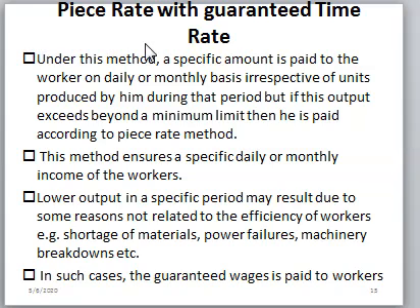So we also have the piece rate with guaranteed time rate. So you can have that if you produce maybe 1,000 units, an employee may be paid maybe 10,000, but if you exceed, you are getting more. Let me say it this way: an employee may be paid maybe 20,000.